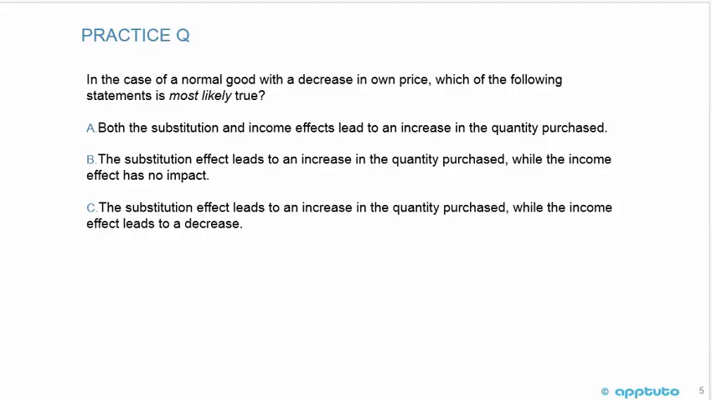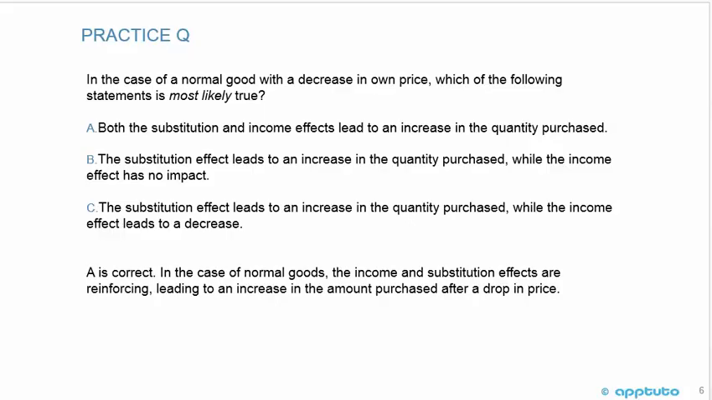In the case of a normal good with a decrease in its own price, which of the following statements is most likely true? A, both the substitution and income effects lead to an increase in the quantity purchased. B, the substitution effect leads to an increase in the quantity purchased, while the income effect has no impact. Or C, the substitution effect leads to an increase in the quantity purchased, while the income effect leads to a decrease. Okay, I don't think that question was too hard.